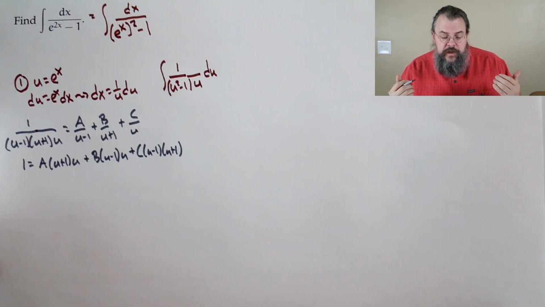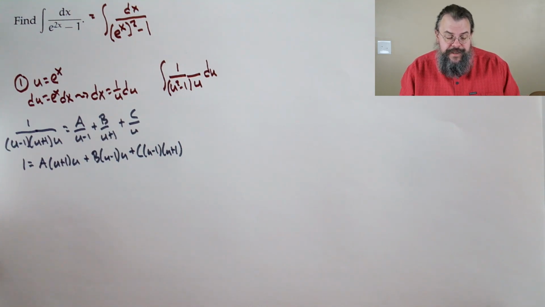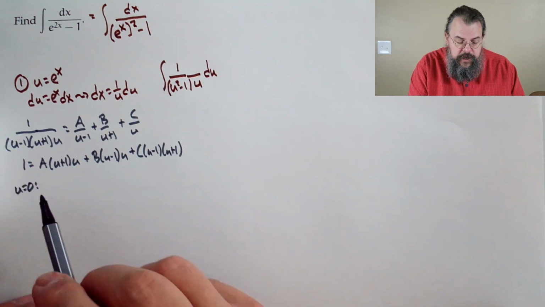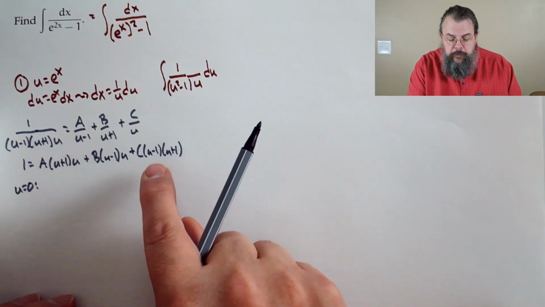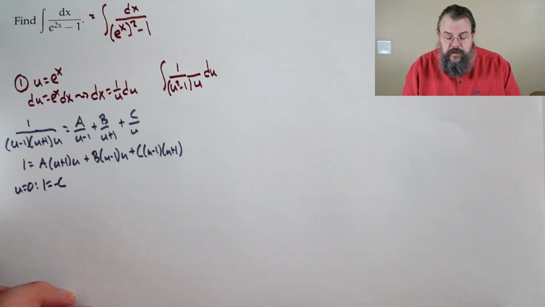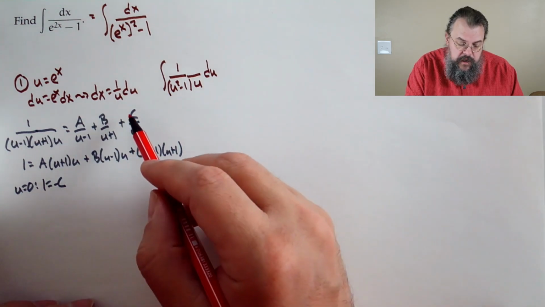Clear out your denominators. 1 equals a times u plus 1 times u, plus b times u minus 1 times u, plus c times u minus 1 times u plus 1. And once we've done that, we can quickly come to our conclusion about what a, b, c need to be, right? Because we just choose. For instance, choosing 0. If we let u equal 0, we're going to get 1 equals minus c. So that tells us what c needs to be. c needs to be -1.